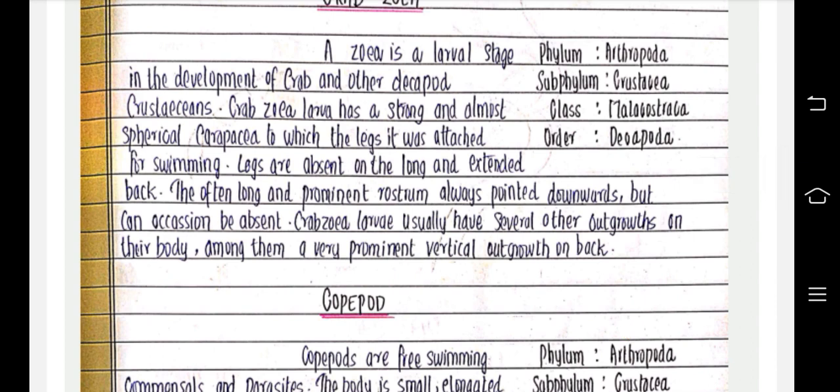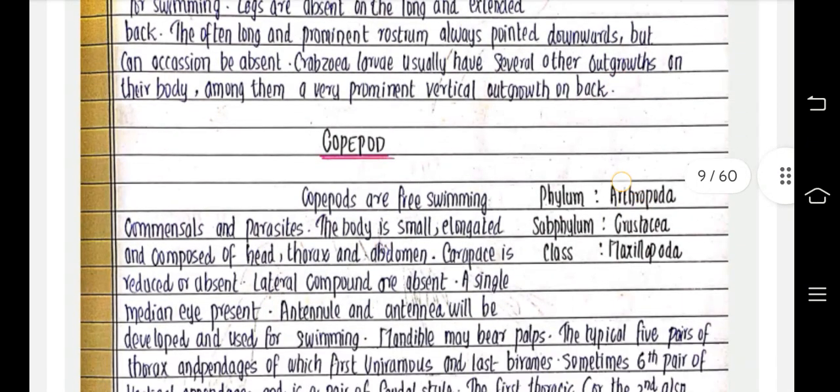Phylum Arthropoda, subphylum Crustacea, class Malacostraca, order Decapoda.